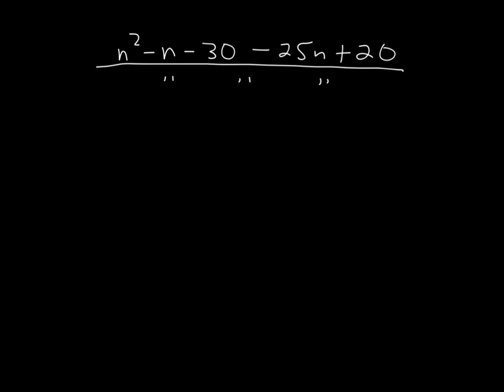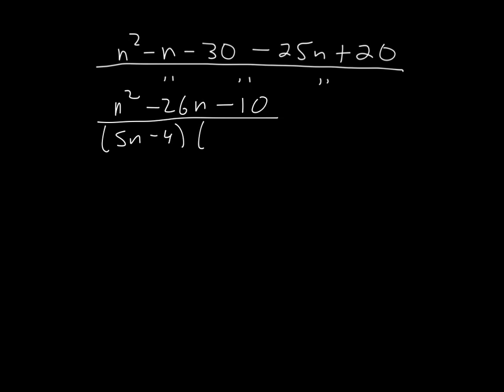So now we're going to keep working with this numerator. We can't do a ton here, but we can combine. We have a negative n and a negative 25n that can combine, and we have a negative 30 and a positive 20. So it's going to be n squared minus 26n minus 10. And it's all over that same denominator we had, which was 5n minus 4 times n minus 6.